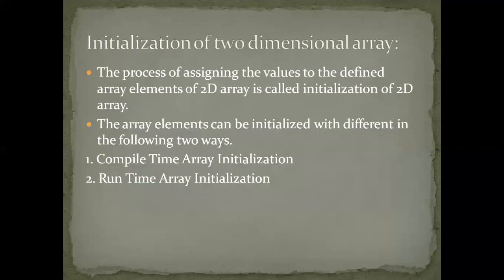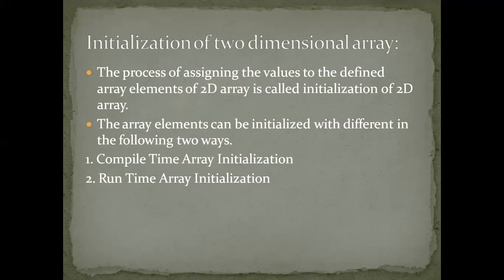We have seen how we can declare the two-dimensional array. Next is initialization. How can we initialize a two-dimensional array? It's very simple. It is the same as the one-dimensional array. Initialization means the process of assigning values to the defined array elements of a two-dimensional array. So initialization means assigning the value. In the one-dimensional array, we used to assign values to the one-dimensional array.